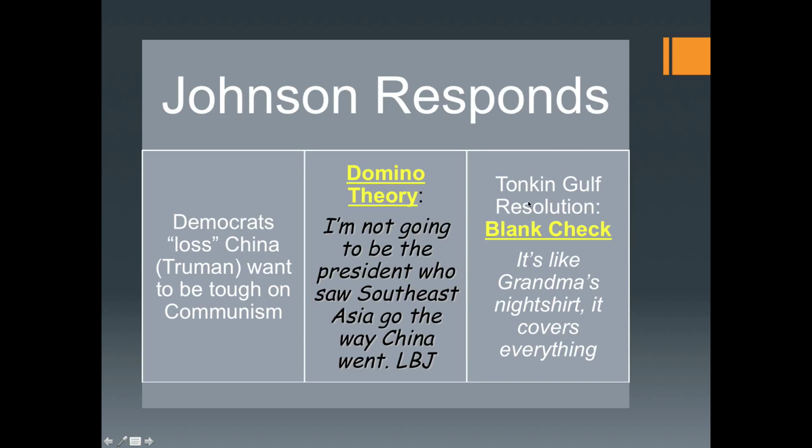His reasoning, his thought again, is he's running for election. In 1964, he's running for his own election. He wants to make sure he wins it. While he's telling Americans he will not use atomic bombs, he still has to be tough on communism because China was lost under the Truman administration, a Democrat, and Republicans had always charged Democrats that they were soft on communism. And here's a quote from LBJ: "I'm not going to be the president who saw Southeast Asia go the way China went."